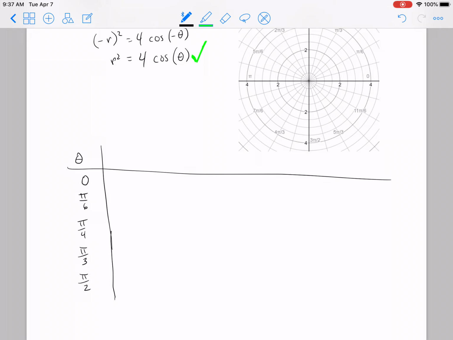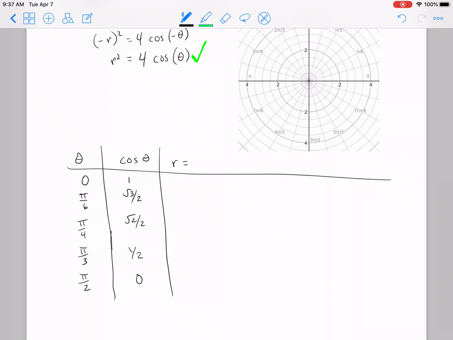Let's do these real easy ones right here. And so cosine of theta is going to equal cosine of 0, 1. Square root of 3 over 2 is for that one. Square root of 2 over 2 for pi over 4. 1/2 for pi over 3, and 0. And then we need our r.